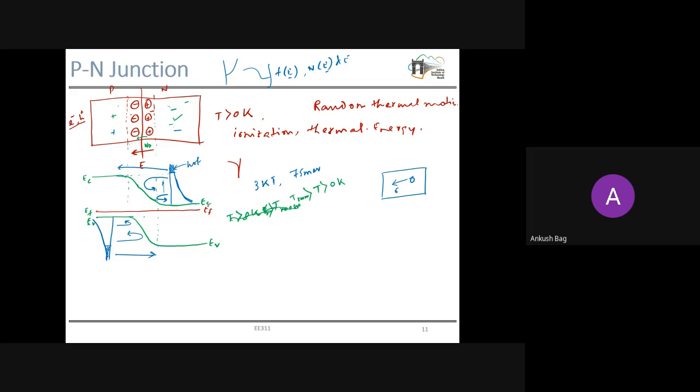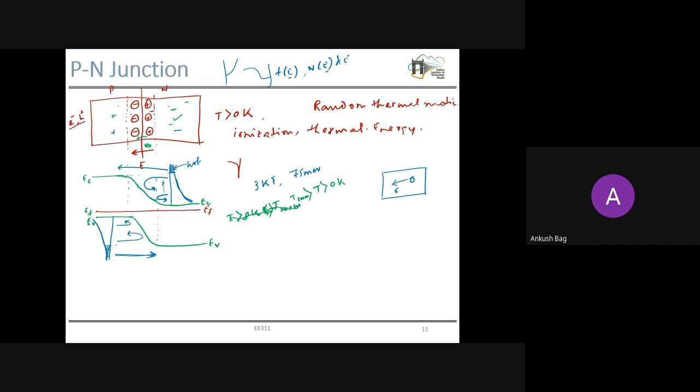Now, which process will stop this? Because here we have holes moving from the P side to the N side, and electrons moving from the N side to the P side.